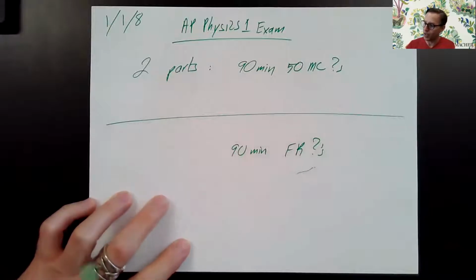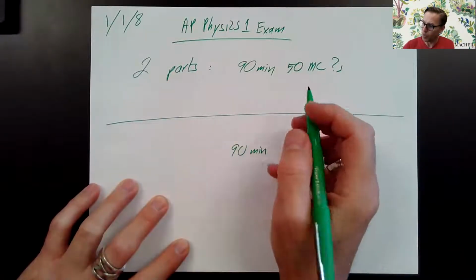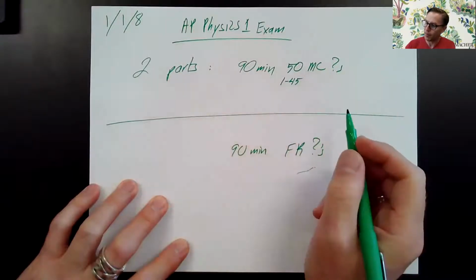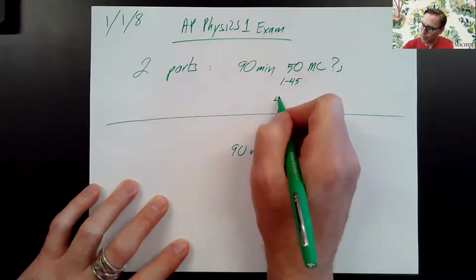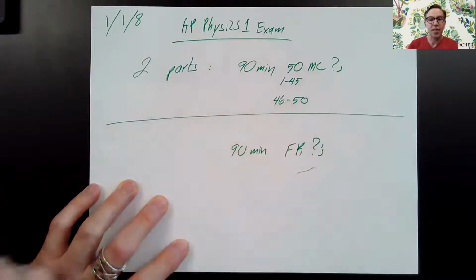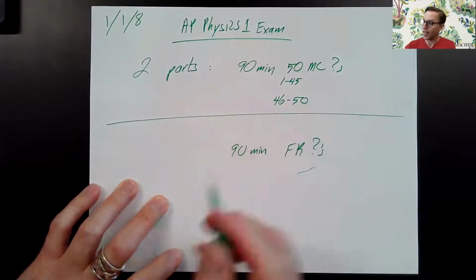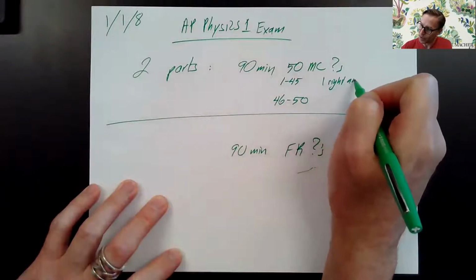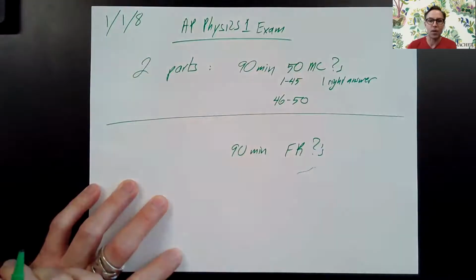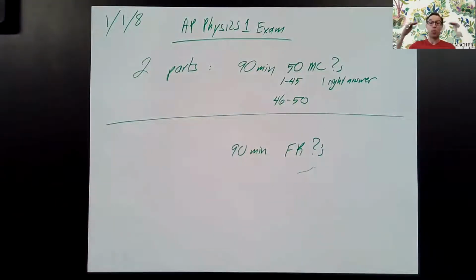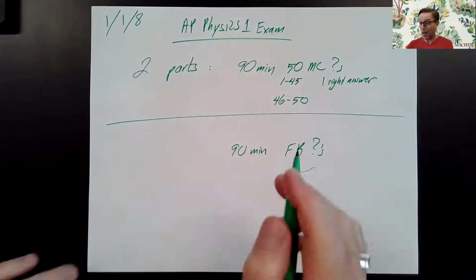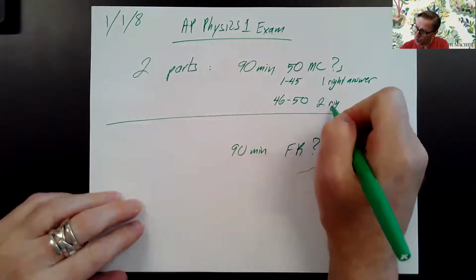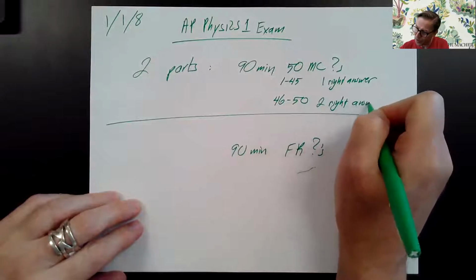One thing I do want to mention is that of the 50 multiple choice questions, the first 45 are slightly different from the last 5. The first 45 have 1 right answer. And then there will be big bold letters, and it'll say, now the last 5, 46 through 50, are different. They have 2 right answers.